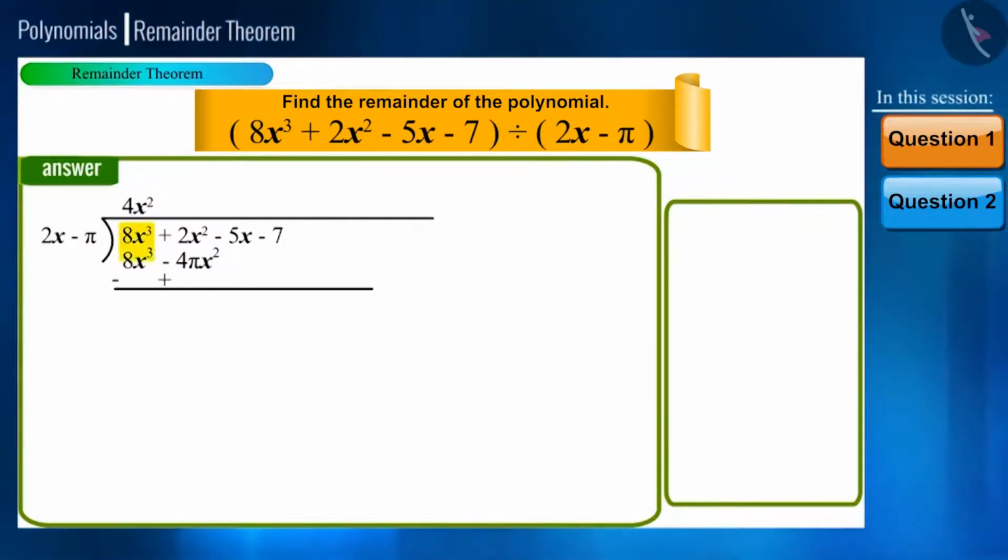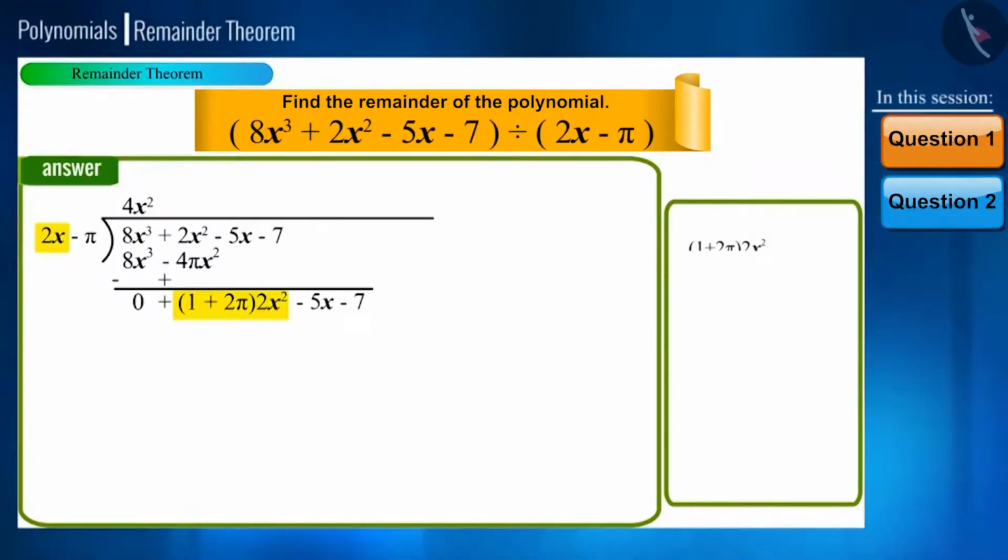On subtracting, 8x cubed minus 8x cubed will become 0 and 2x squared plus 4pi x squared will add up to form 2x squared plus 4pi x squared. We can take 2x squared common and write it as 1 plus 2pi multiplied by 2x squared. With this, we will carry the remaining terms of the dividend with their signs below.